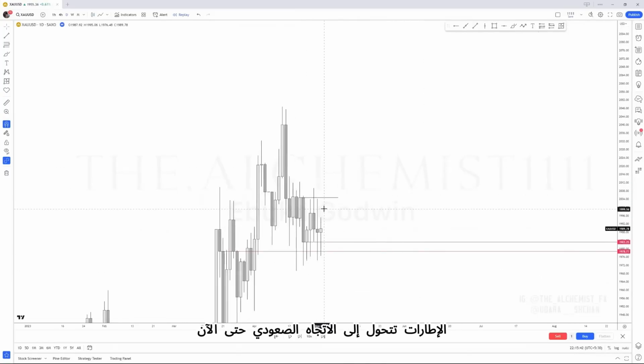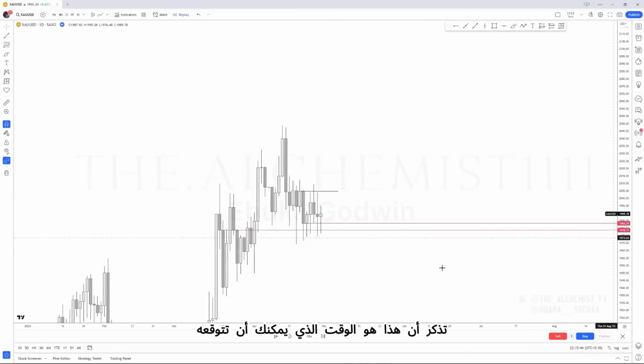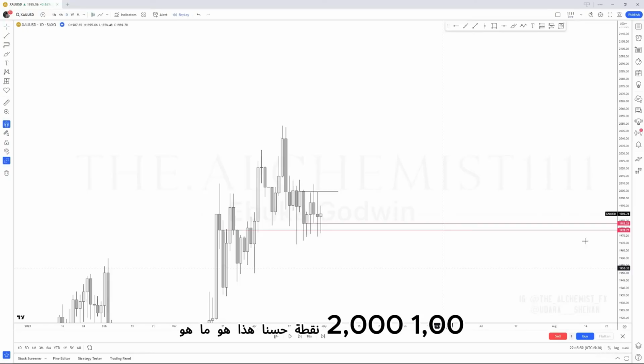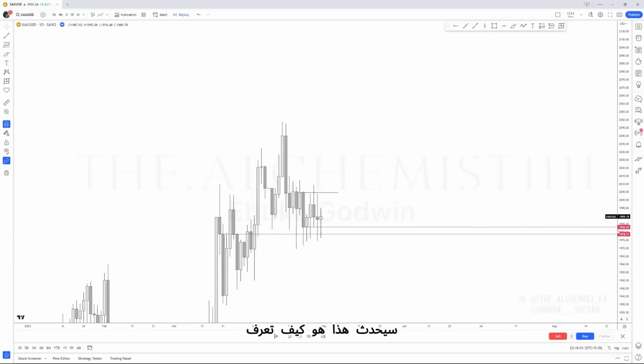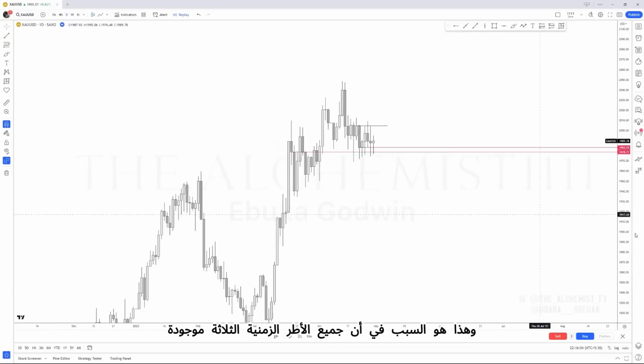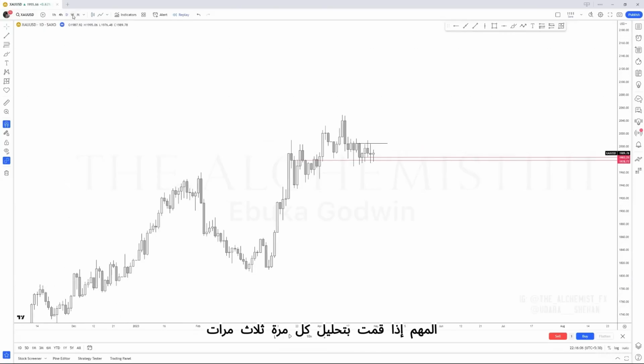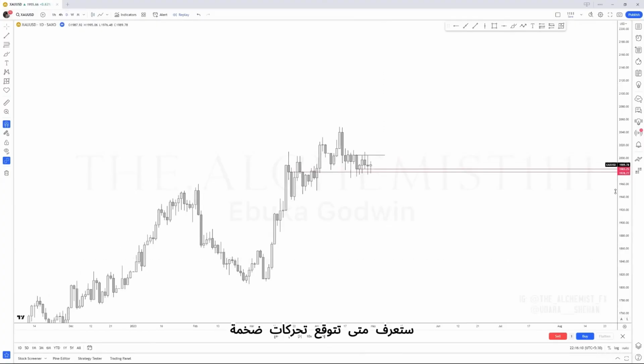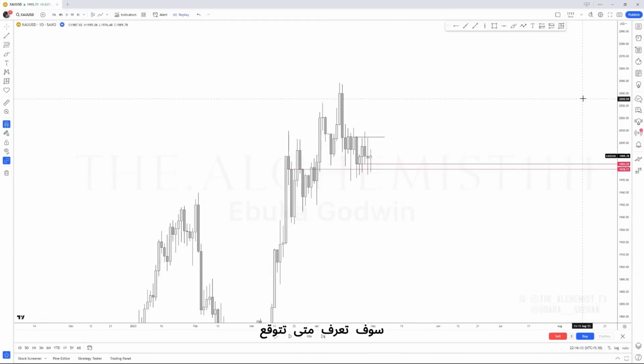Why? Because then all time frames are turning bullish. So remember, this is when you can expect massive moves: when monthly, weekly, daily, all three time frames are in the same storyline. When all three are in a bullish storyline, it's going to fly. When all three are in a bearish storyline, it's going to melt like butter, like 1,000, 2,000 pips. That is why all three time frames are important. If you analyze all three and understand their direction, you will know when to expect huge moves and when to expect consolidations.